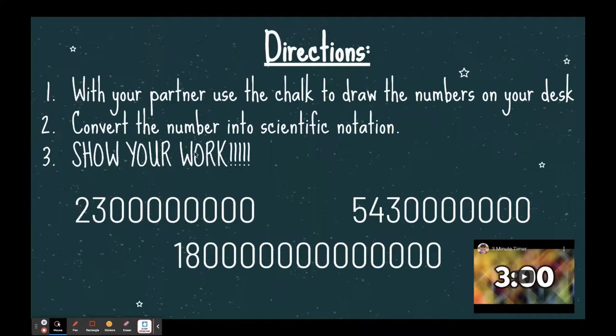Now, if you want, go ahead and practice these. Obviously, if you're at home, you can't use chalk on your tables there, but go ahead and convert these numbers into scientific notation. Just count how many times you move the decimal. We should end up with something like 2.3 times 10 to the, I think it's ninth. So go ahead and practice those. Pause the video if you need to.